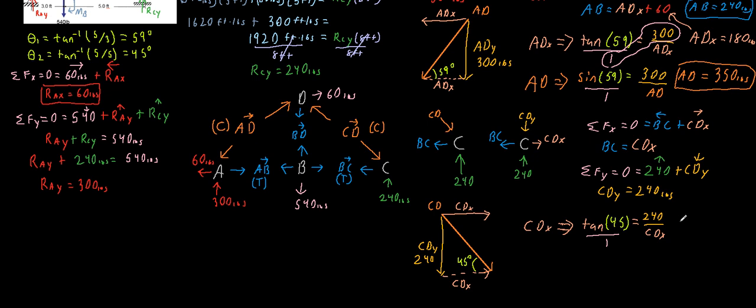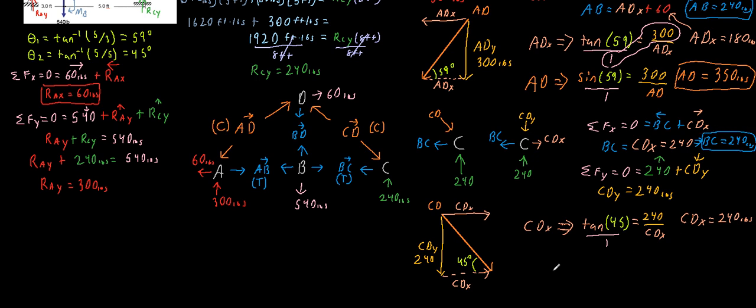We recognize that if it's a 45-degree triangle, our X and Y components are equal to each other. Just a little trick you can remember if you want. So CDX equals 240 pounds. That means BC also equals 240 pounds. And so that's one of our vector forces, and then we have everything we need to solve for vector CD.